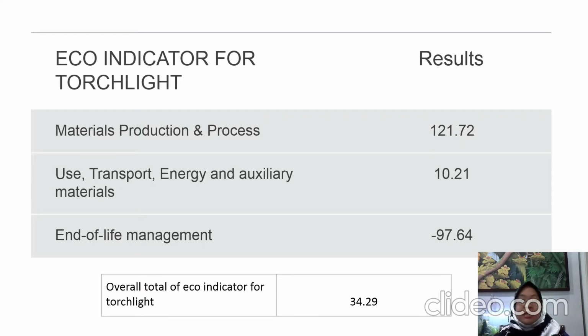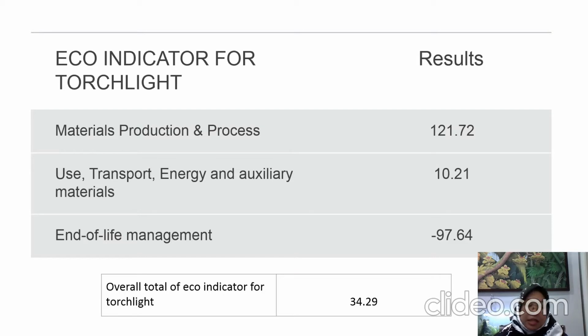The second section is transportation and energy use. The product was shipped from China, which is 3,525 kilometers away from Malaysia. The actual weight of the torchlight, 300 grams, is divided with the distance from China to Malaysia to obtain the torchlight weightage. The 1.5 volts AAA battery is assumed to be used for the torchlight and is estimated to have a lifespan of 2 years. The output from this section was 10.21, which is lower, meaning the transportation of this torchlight leaves a minimal impact on the environment.